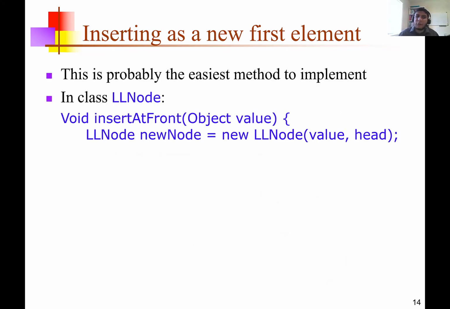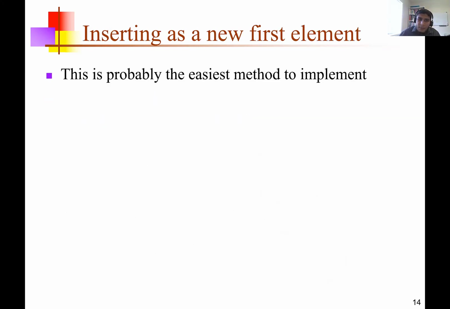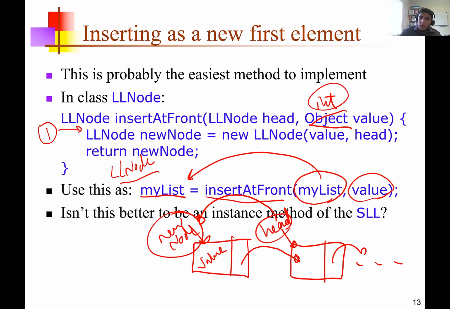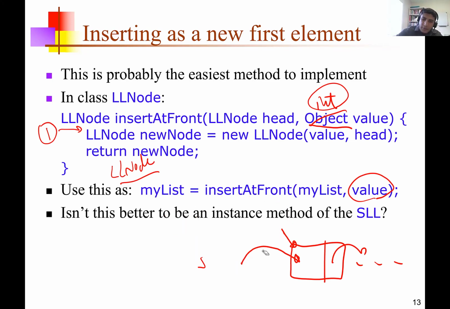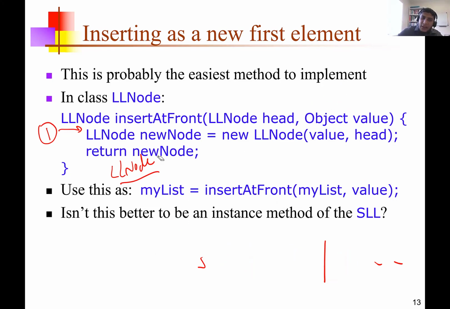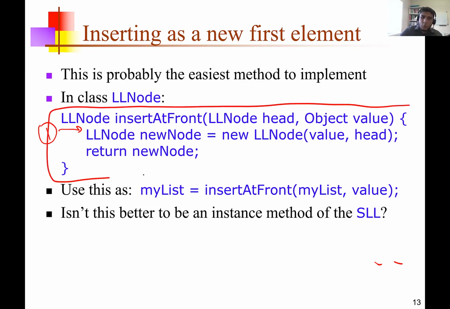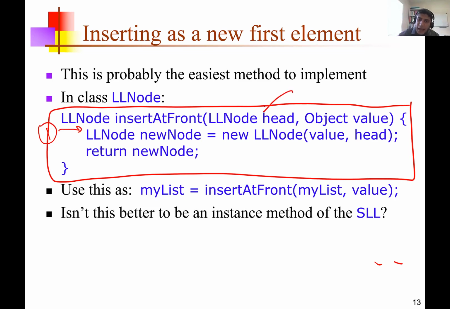Okay, so we have seen how to implement this in the LL node class. But here, let me ask you, by passing this in the current form, by passing the head node as well as the value itself, and then returning the LL node, where am I implementing this method right now? In the form that we discussed, am I implementing it in the LL node or SLL or the main? In the main, correct. Because I'm passing the LL node and I'm returning the LL node.